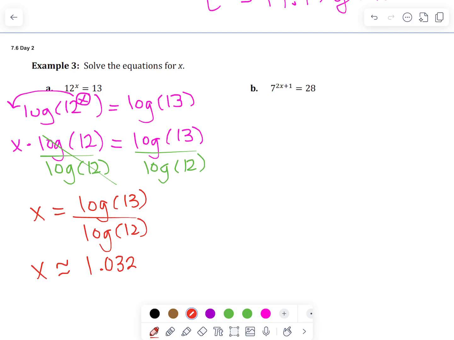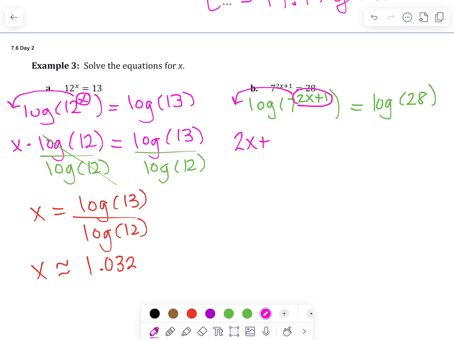Here's a second example. Again, we have another exponential equation on the left, so we're going to take the log of both sides. And again, the reason why we do that is so then we can use our power property and we can bring that down in front in the next step. So we'd have 2x plus 1 is being brought down in front. And then we have log of 7 equals log of 28.